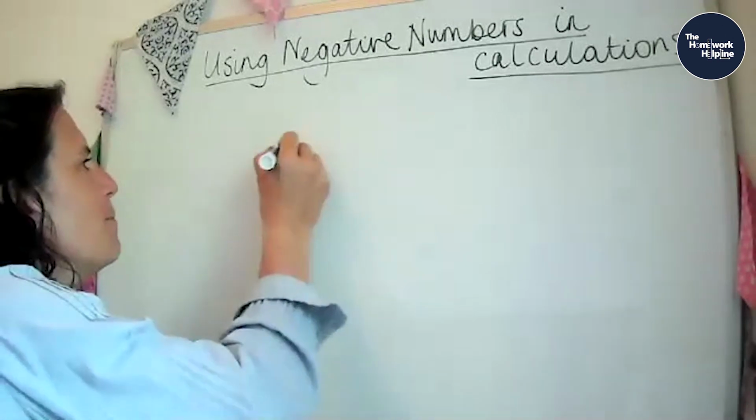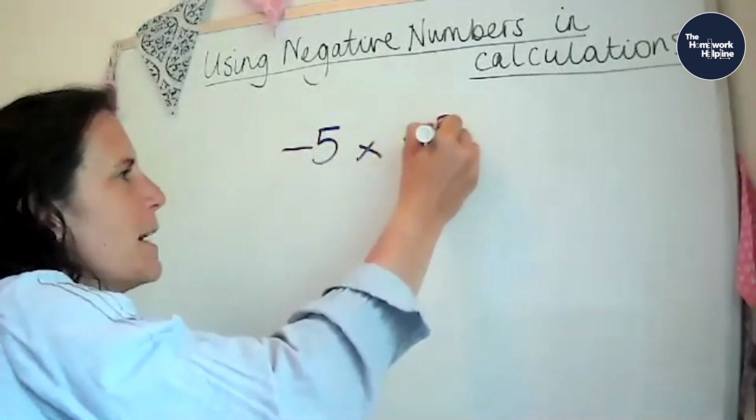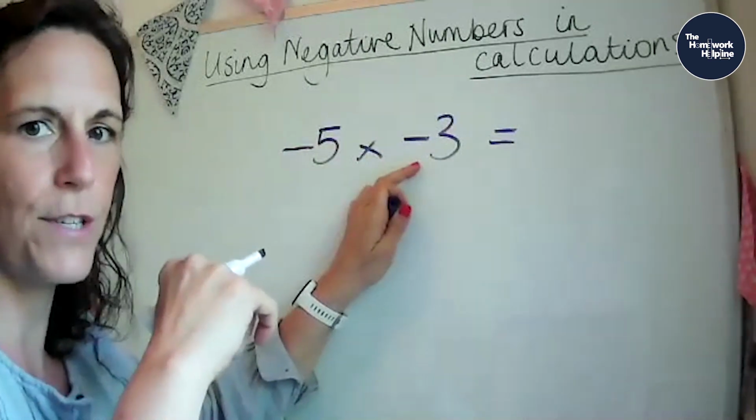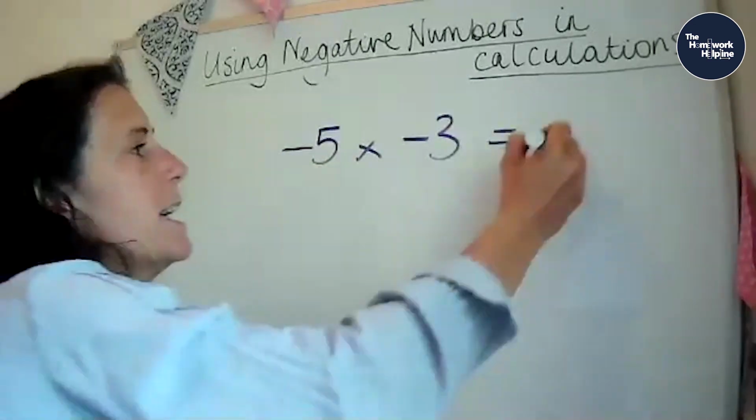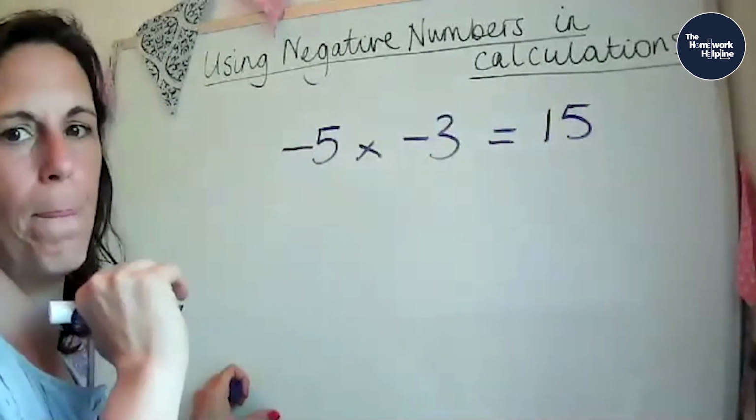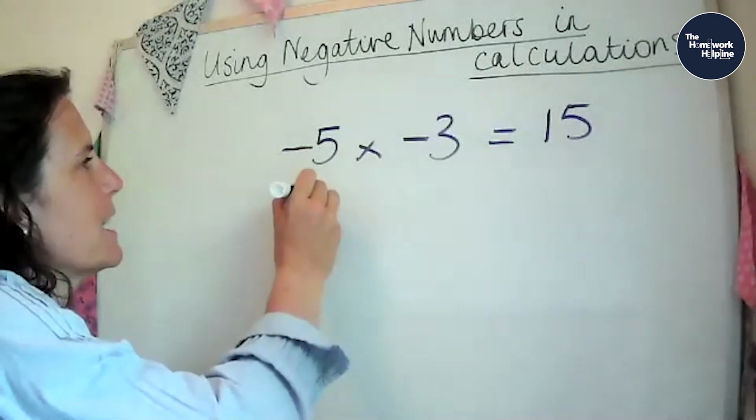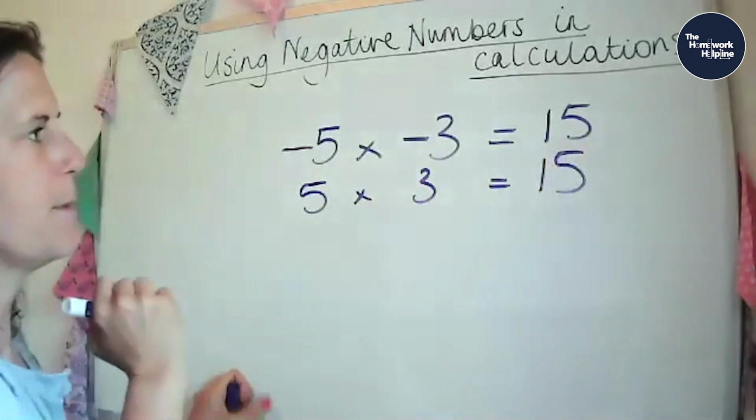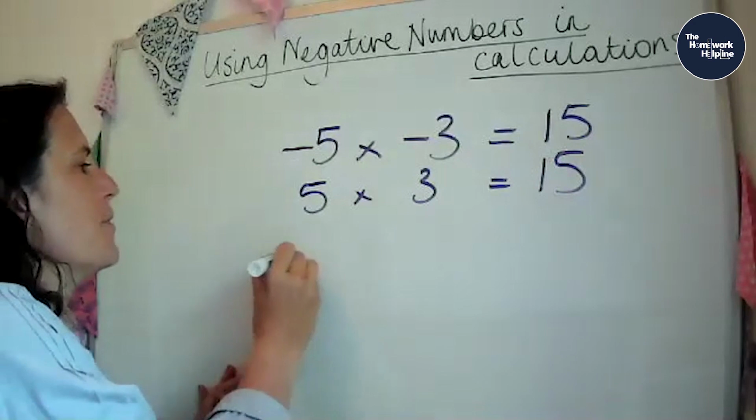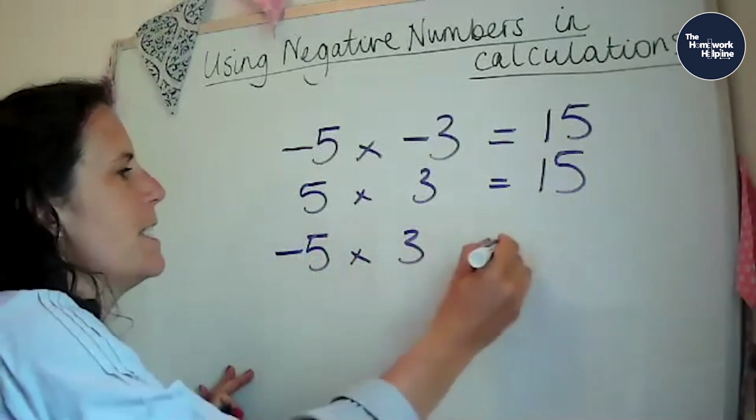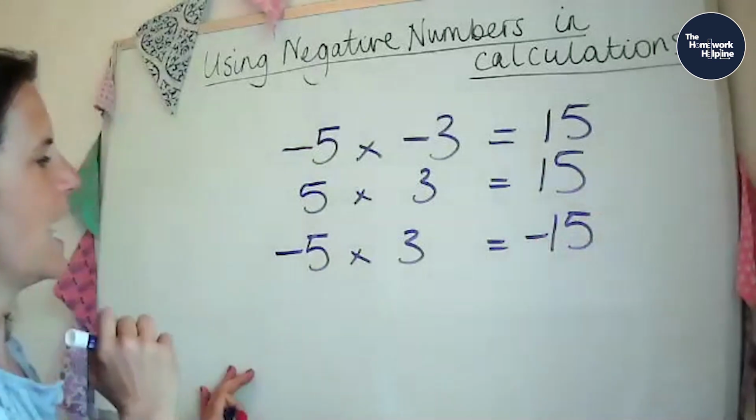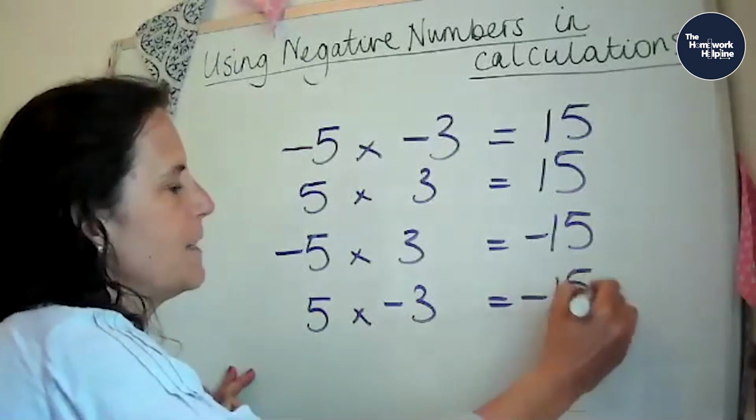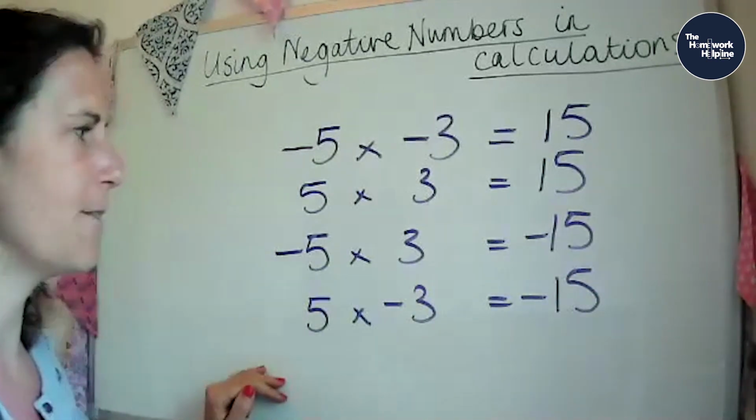If we have -5 and we need to times it by -3, remember, if the signs are the same, they turn into a positive. So -5 times -3 is also 15. Okay, and I'll write this in just so that you can see them together. 5 times 3 is 15. So if the signs are the same, you end up with a positive. If the signs are different, minus 5 times 3 equals minus 15, and 5 times minus 3 equals minus 15. Okay, so that's how that all works together.